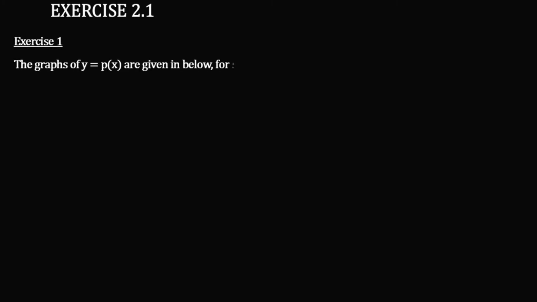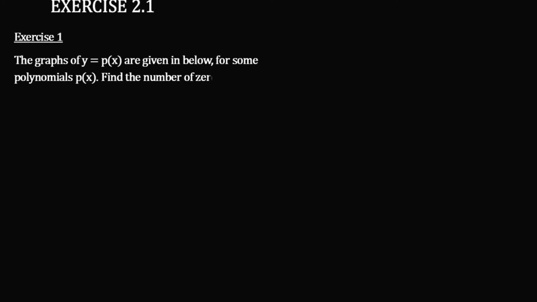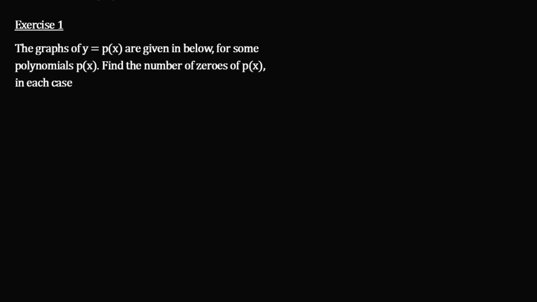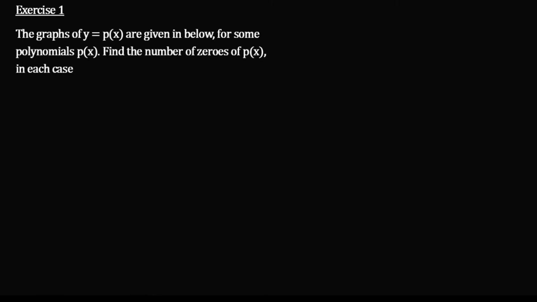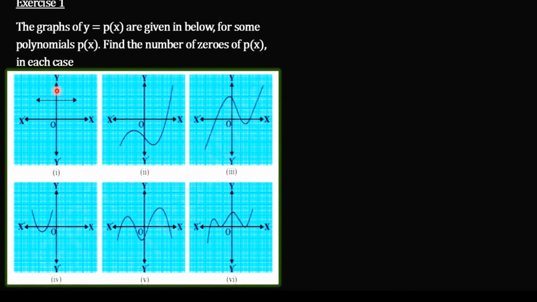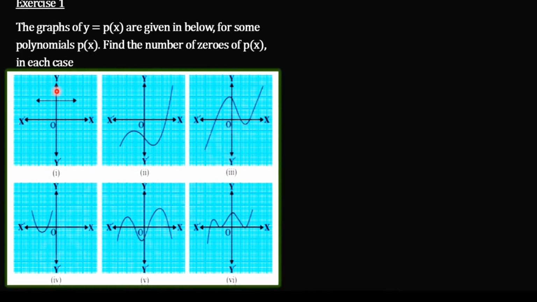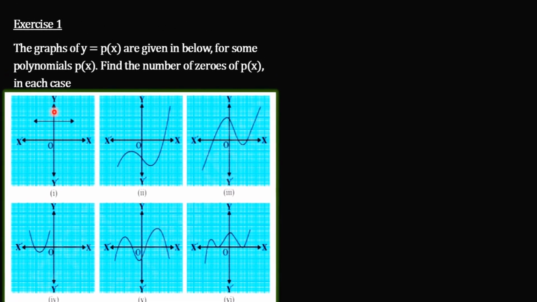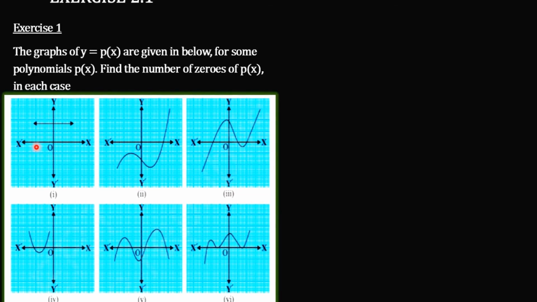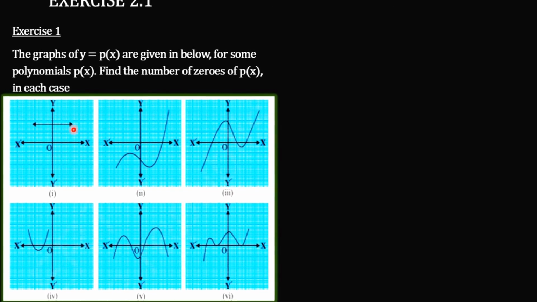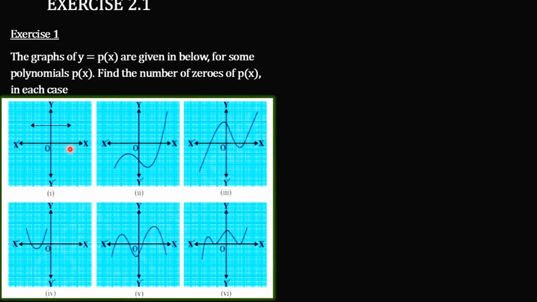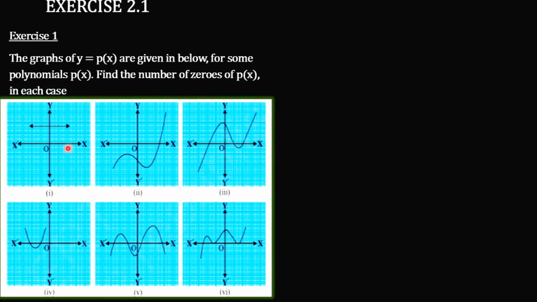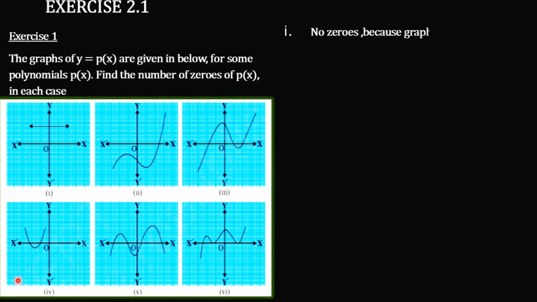So the next problem, it's an exercise. The graphs of y equal to p of x are given below for some polynomial p of x. Find the number of zeros of p of x in each case. So this is the graph. So we have to find the number of zeros of the polynomial. Okay, at first look at this graph. Here the graph of the polynomial is not intersecting the x-axis. So the number of zeros here is 0. No zeros because the graph is not intersecting the x-axis.